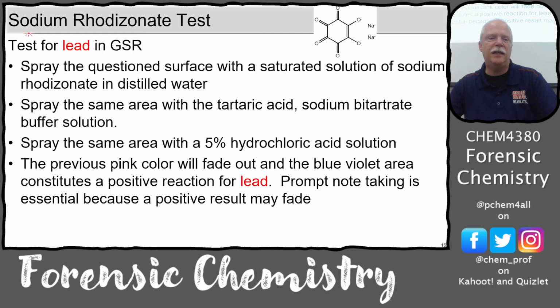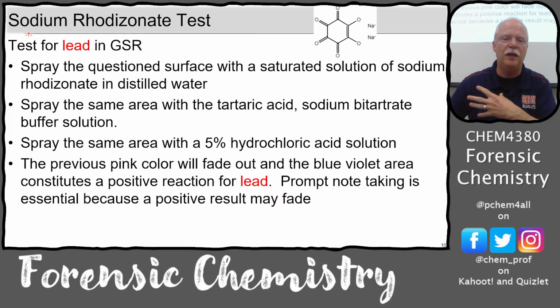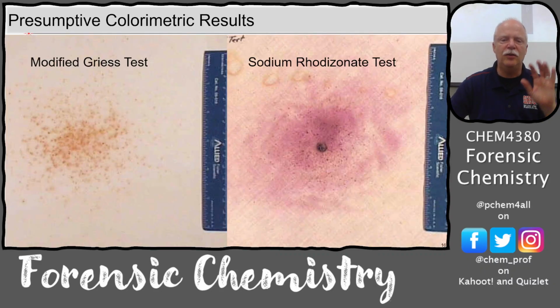The sodium rhodizonate test tests for lead. So you can spray the questioned area. So if there's a shooting here, you spray that area with this sodium rhodizonate and distilled water, then spray it with tartaric acid and sodium bitartrate, and then spray it with hydrochloric acid, and so then you see color changes. So you see a pink color and then a blue-violet area, which is a positive test for lead. So here's the Griess test on the left, the sodium rhodizonate test. You see the entrance wound there. You're spraying the solutions on the garment, and you're seeing the color changes.